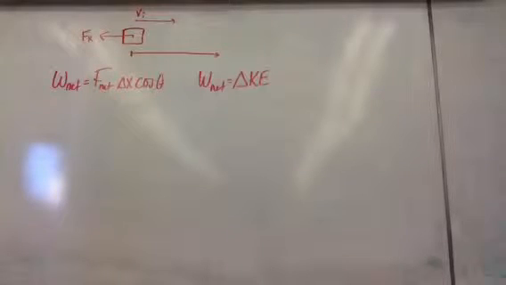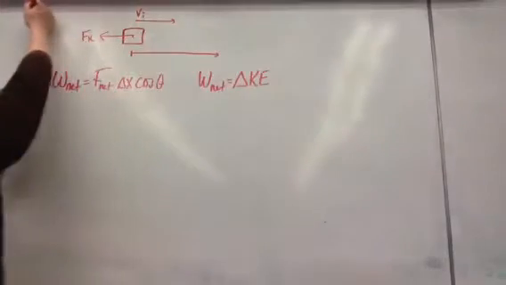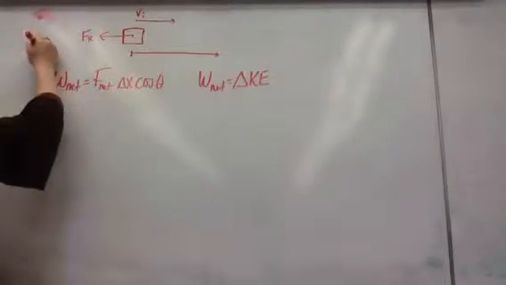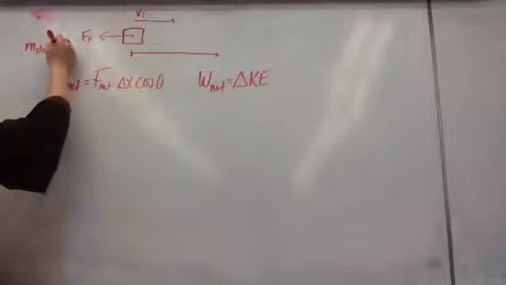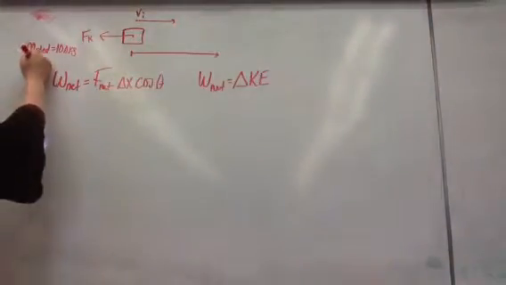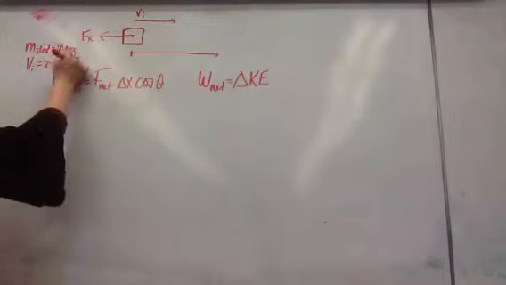Sled. We're given the mass of the sled. It is a 10 kilogram sled. We should put that up here. And we have an initial velocity of 2.2 meters per second.